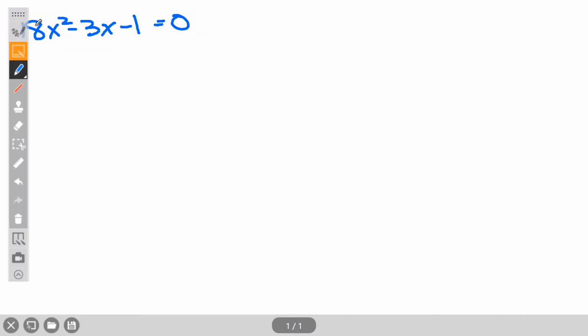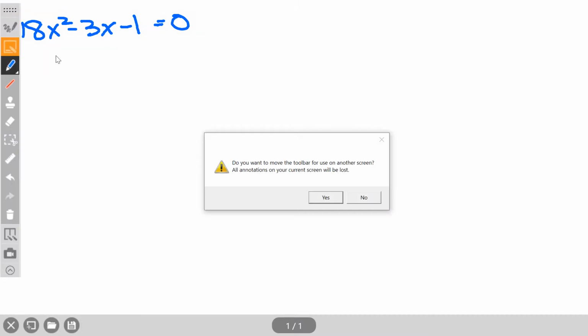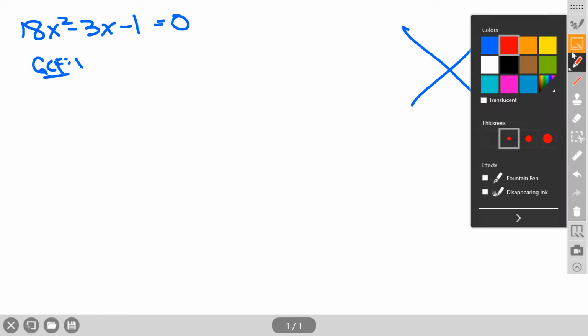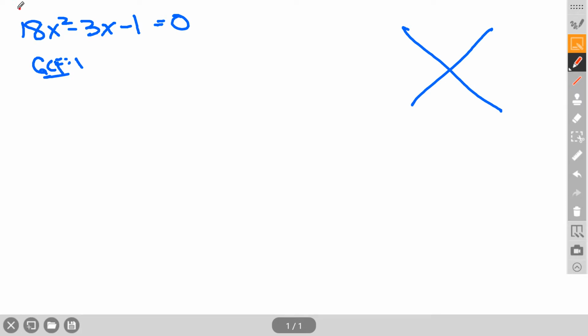Alright, now this is the one I want to factor: 18x squared minus 3x minus 1. The GCF, of course, is just 1, so nothing's happening there. So I'm going to use my x to factor this, and the a value is 18, so I'm not going to be able to skip the grouping part. I am going to have to do the grouping on this problem.